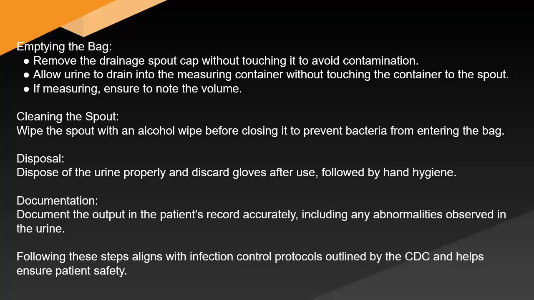Emptying the bag. Remove the drainage spout cap without touching it to avoid contamination. Allow urine to drain into the measuring container without touching the container to the spout. If measuring, ensure to note the volume. Cleaning the spout. Wipe the spout with an alcohol wipe before closing it to prevent bacteria from entering the bag. Disposal. Dispose of the urine properly and discard gloves after use, followed by hand hygiene. Documentation. Document the output in the patient's record accurately, including any abnormalities observed in the urine. Following these steps aligns with infection control protocols outlined by the CDC and helps ensure patient safety.